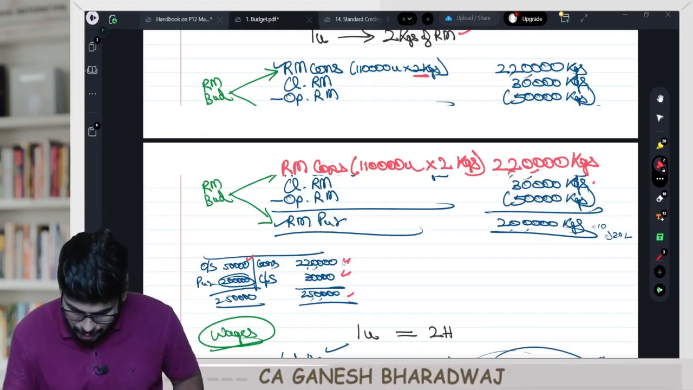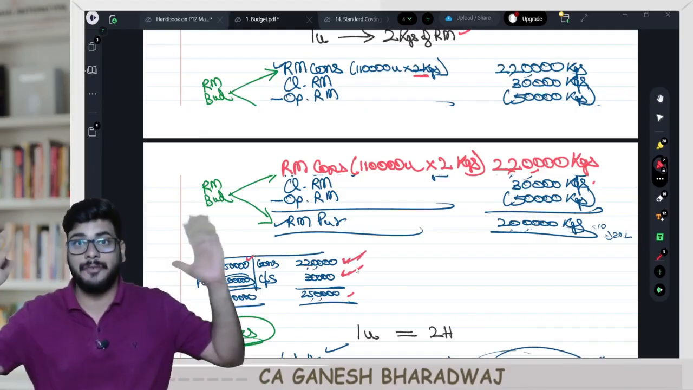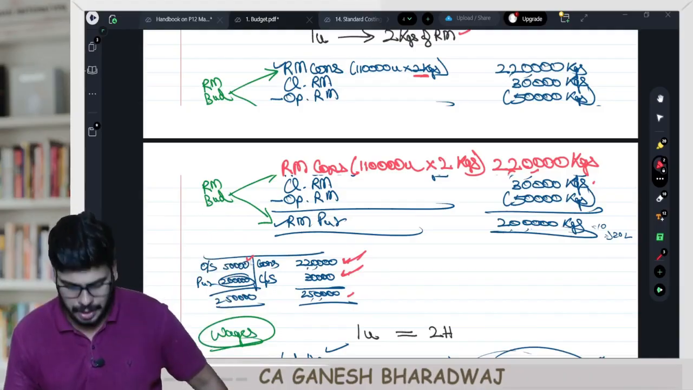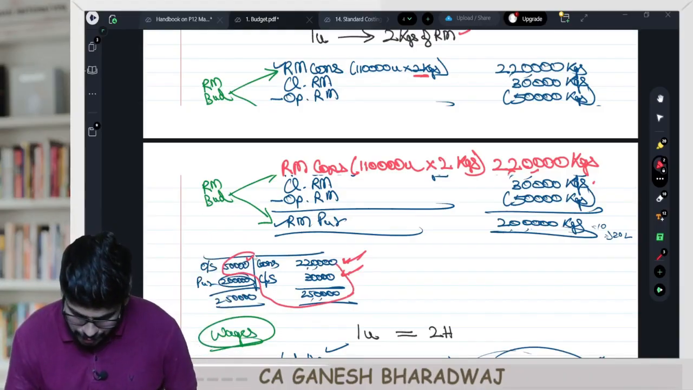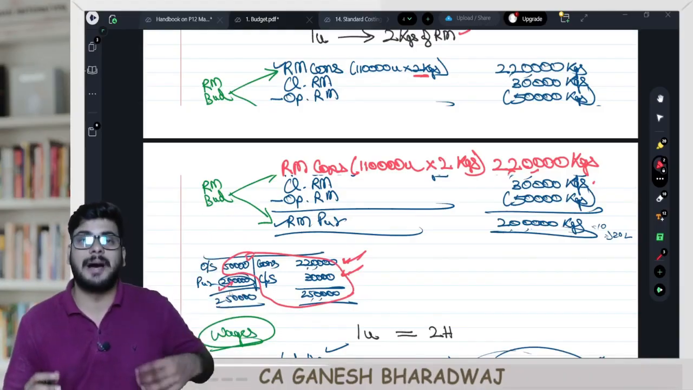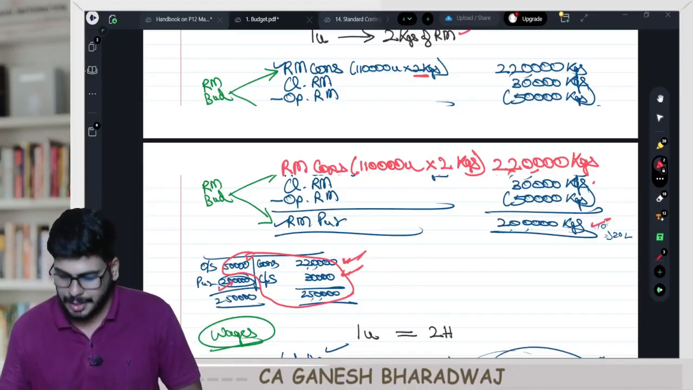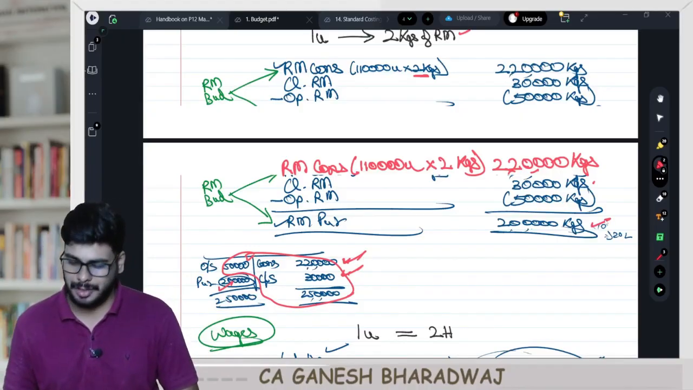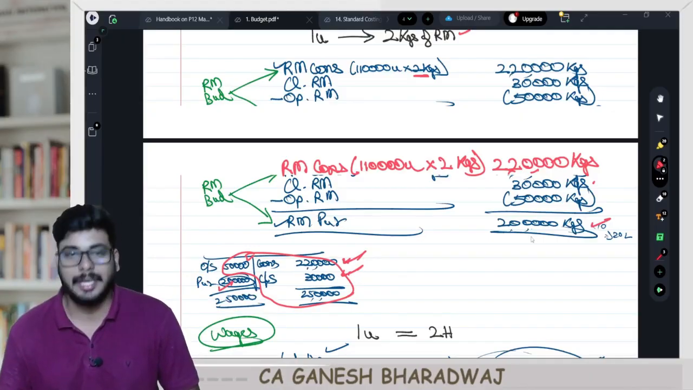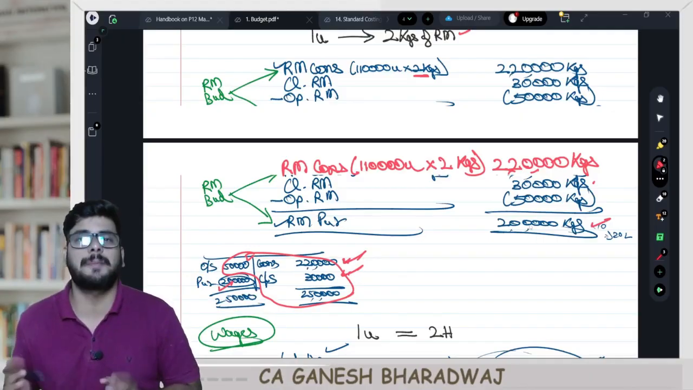So it's very clear. 2,20,000 plus 30,000, 2,50,000 I require. Out of this, 50,000 I already have. So you net off these three, you get what? The balancing figure as the raw material purchase requirement, which is 2 lakh kgs in this case. Are you clear with this, guys? Now, this is called as what? Raw material purchase budget. That's all.